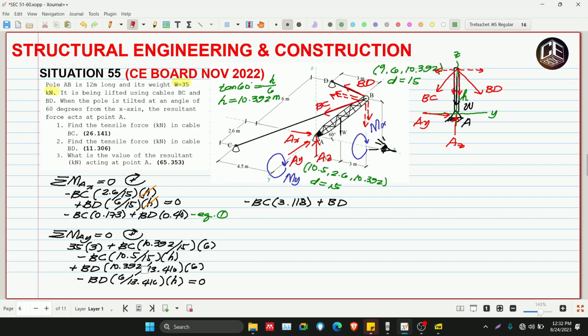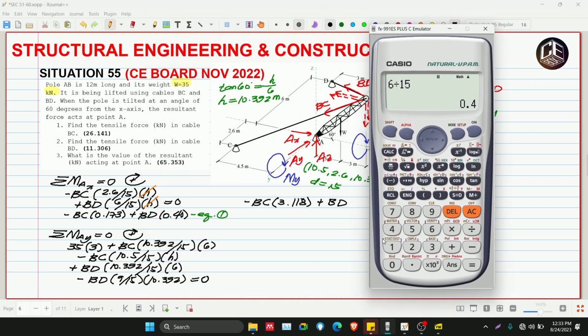So, ito niyan, mali. So, this is 15. Then, multiplied by yung z, multiplied by 6. Then, ito, 6 over 15. Ay, no. X pala. X to. This is 9. So, ang x natin is 9 over 15, then multiplied by height na 10.392 is equivalent to 0. So, ilan ang BD? Okay, 10.392, then over 15 times 6, and then minus 9 over 15 times height na 10.392.